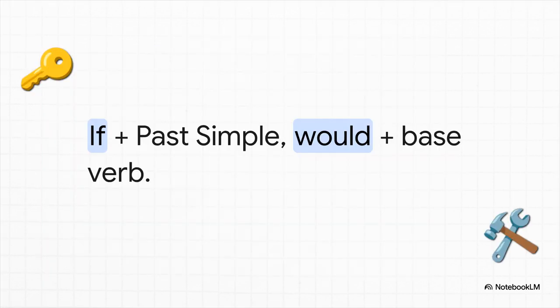Okay, let's dive into this, because it really all comes down to a beautifully simple blueprint. Here's your master key. If plus the past simple, followed by a comma, and then would plus the base verb. That is the fundamental architecture for building literally any imaginary scenario you can possibly think of. You've got the condition, the if clause, which builds the imaginary world, and then you have the result, the would clause, that tells us what happens inside that imaginary world. It's incredibly straightforward once you break it down into these two reliable parts.